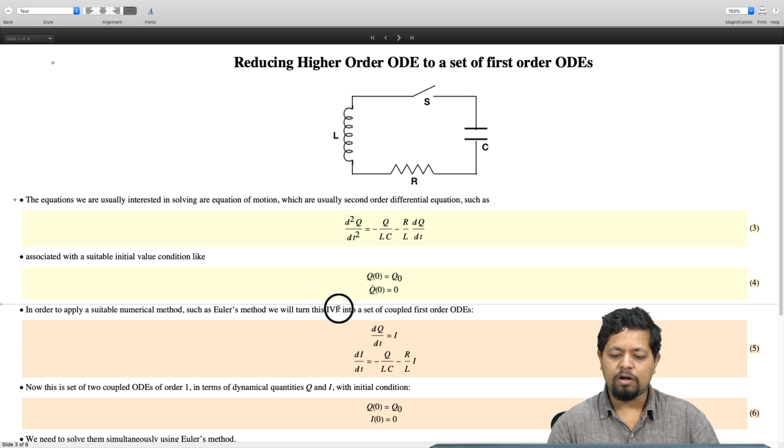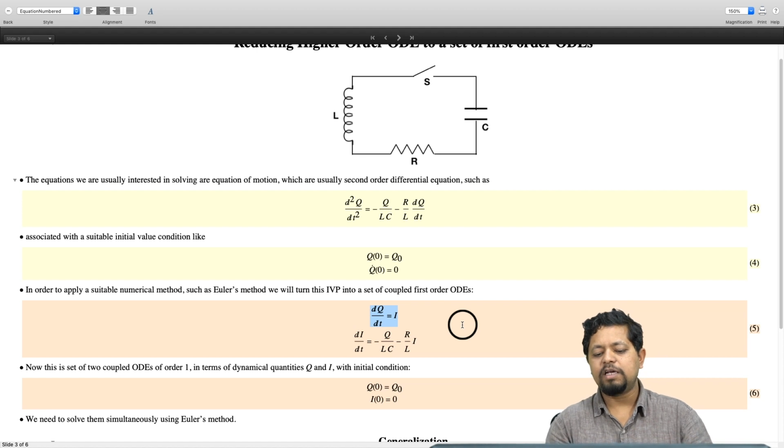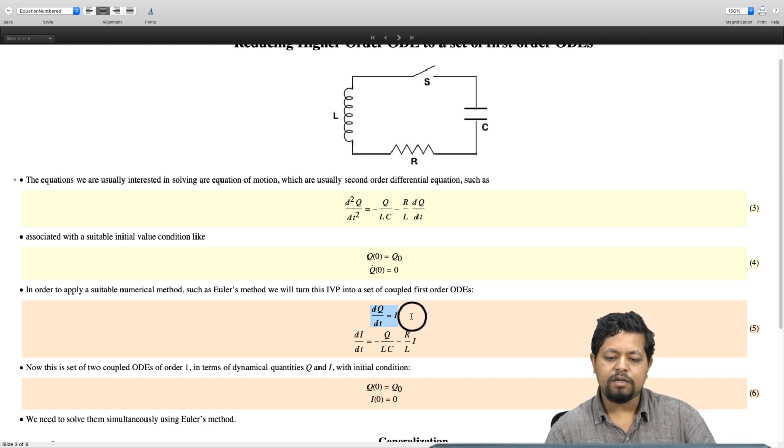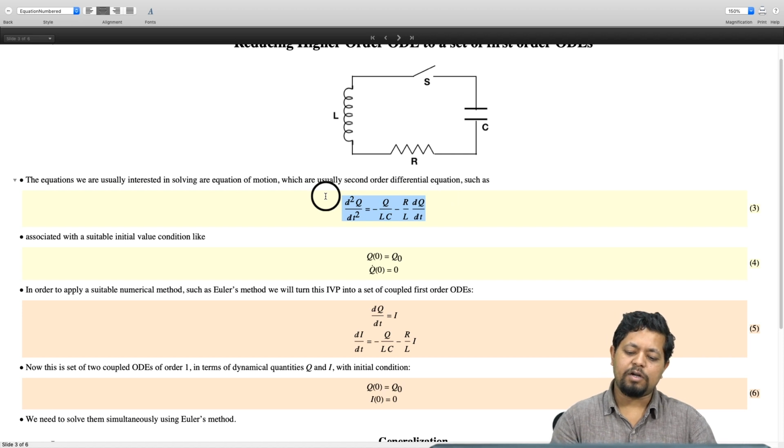Now in order to apply Euler's method, this is a second order differential equation, we are going to reduce it to a first order differential equation by defining an auxiliary quantity. In this case, we'll call that I equal to dq by dt, which is also physically meaningful. I is the current, I equal to dq by dt. So we'll use I for dq by dt, and we'll replace d square q by dt square with dI by dt. So therefore now we've got two equations, I equal to dq by dt and dI by dt equal to minus q by LC minus R by L times I. So this set of two equations is equivalent to this second order equation.